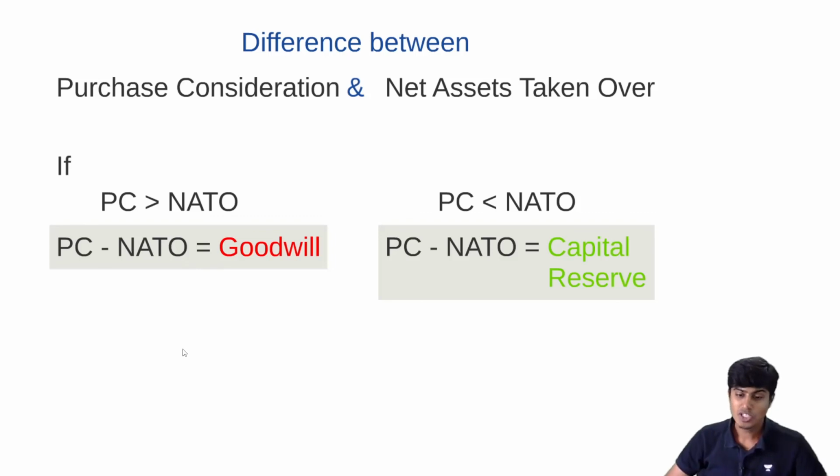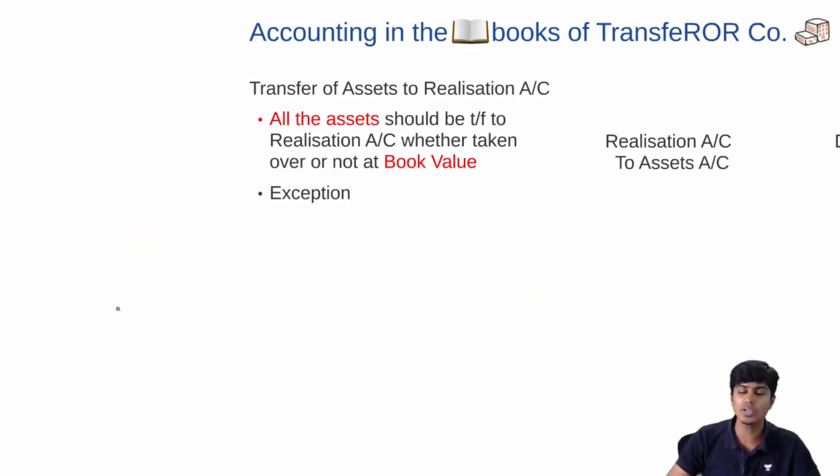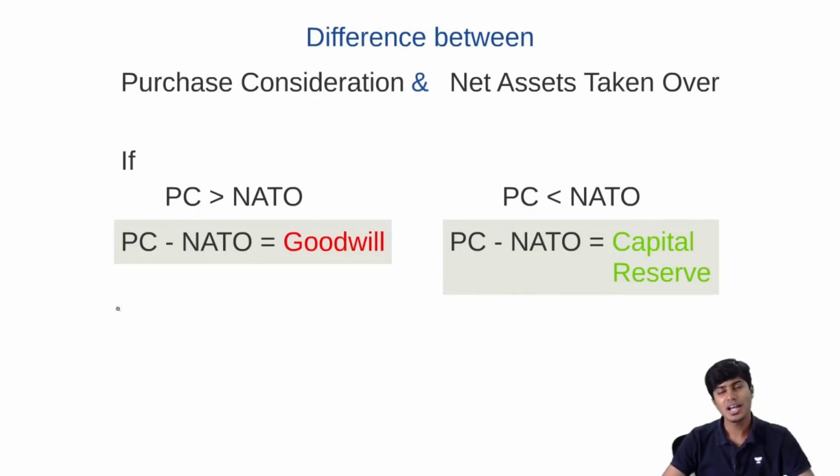Fantastic, guys. So this is part 2 of amalgamation. Very soon you will be able to see part 3, in which I'll discuss the accounting entries in the books of transferor, accounting entries in the books of transferee, and how to prepare the balance sheet after amalgamation in the coming video. We'll be eagerly waiting to see you all in that video. I hope you will all join me and watch it. I hope you finish part 1 and part 2 by then.